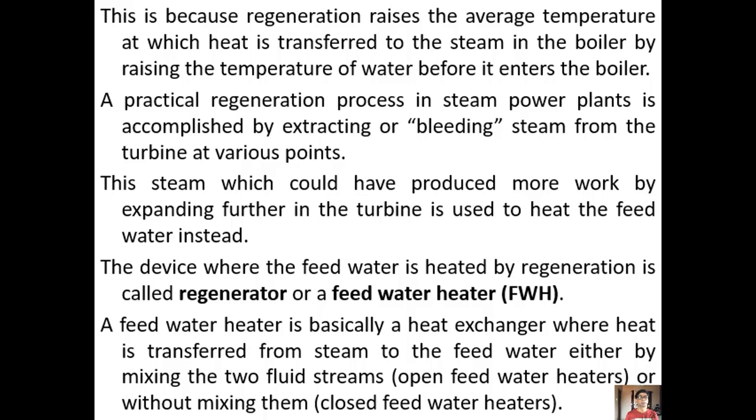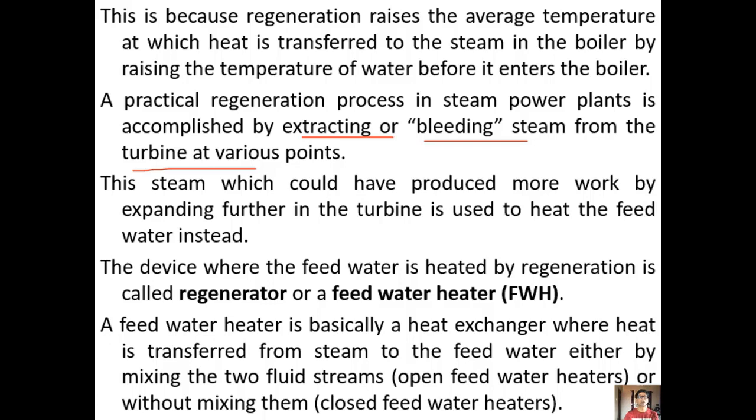A practical regeneration process in a steam power plant is accomplished by extracting or bleeding steam from the turbine at various points. So how can it be accomplished in reality? That is by extracting or bleeding steam from the turbine at various points, and then it is used to preheat the feed water. This steam could have produced more work by expanding further.